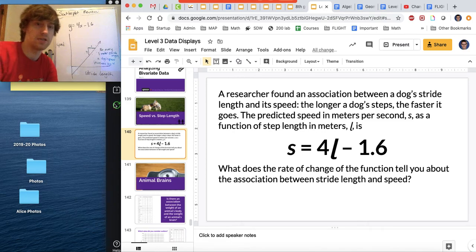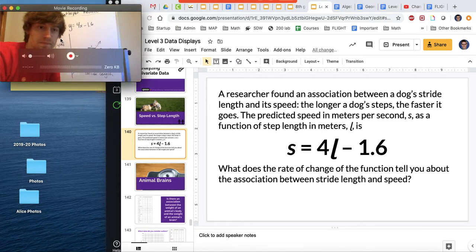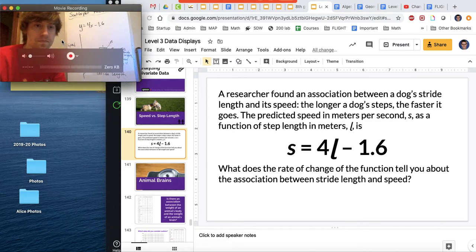Am I fully on screen? Yeah. Oh, yeah, I got tons of room.